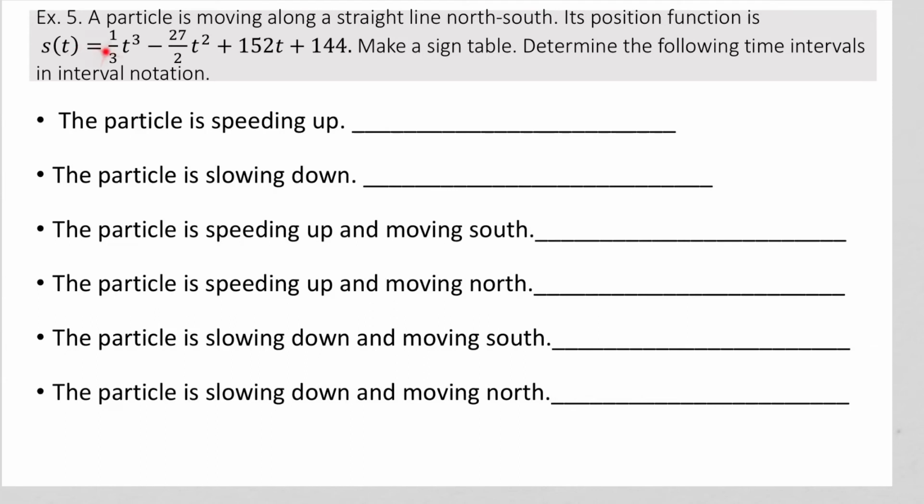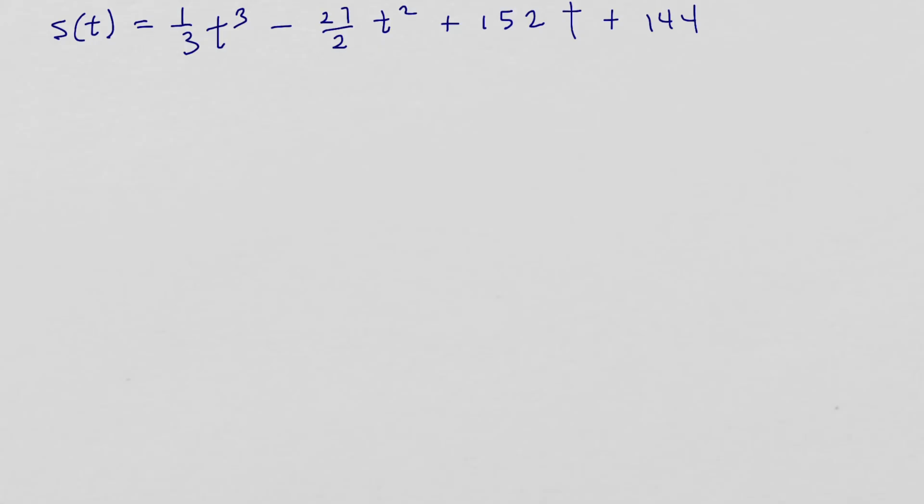So you can see that this is just going to take the power rule to differentiate it. So the first thing you're going to want to do is figure out V of t and A of t. So I'm going to take it to a clean page to do that. So here's my S of t function. Now I want to differentiate that to find V of t.